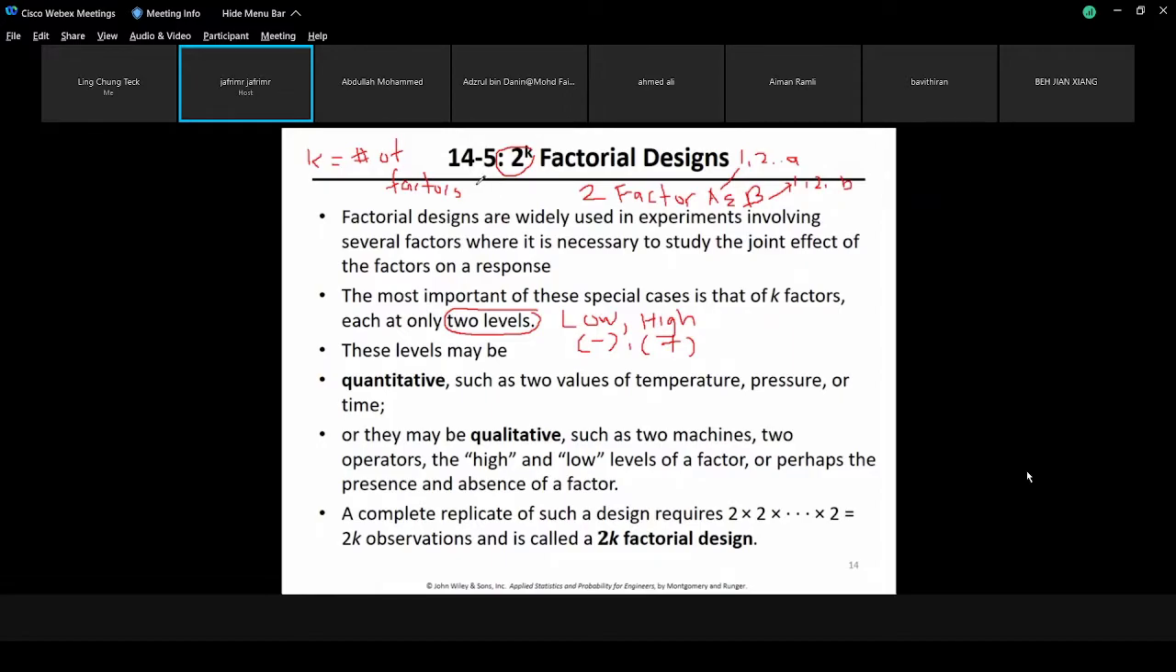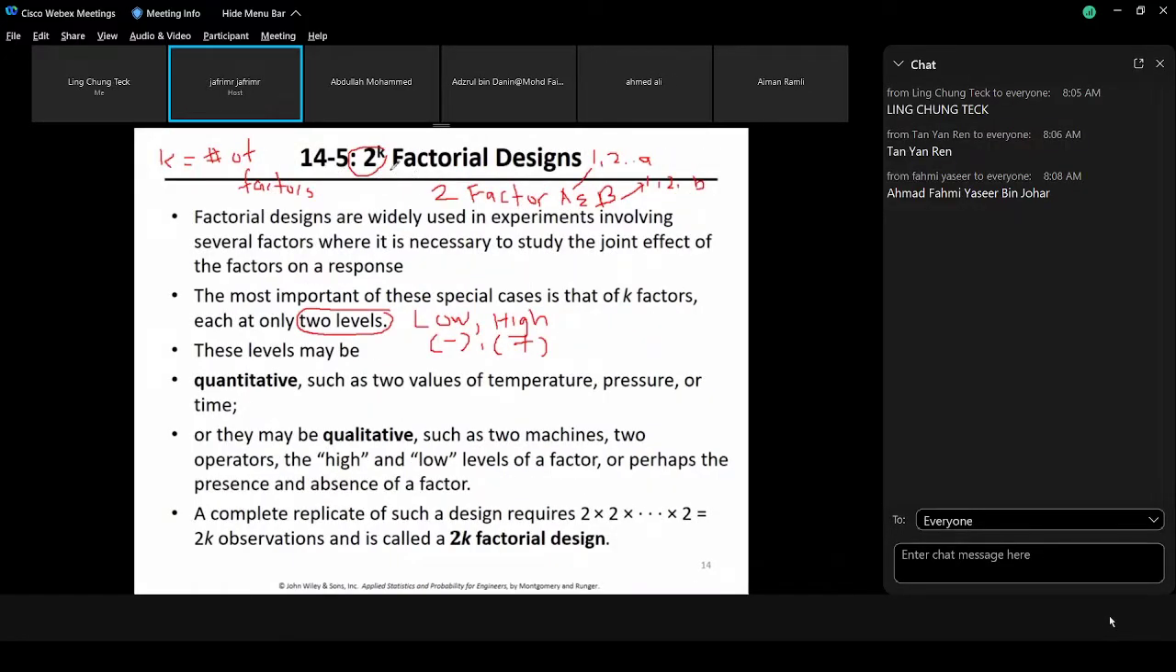For example, for a machining operation, we talk about cutting speed, feed rate, depth of cut, cooling, type of materials, so many. So this is a typical example of an FYP project, or a project in a company, or during your internship, where we talk about multiple factors. From now onwards, the level we fix at 2 only, low and high, or in symbols negative and positive, and we focus on the number of factors. This factorial design theory is widely used in your FYP.